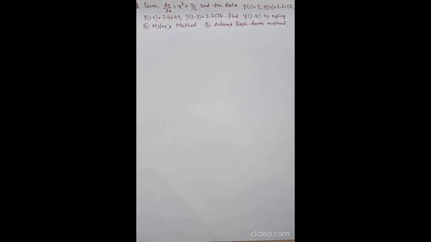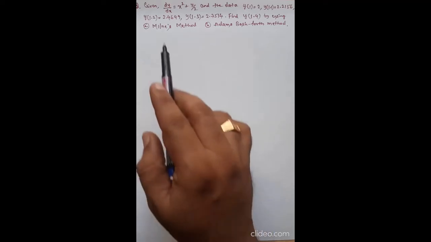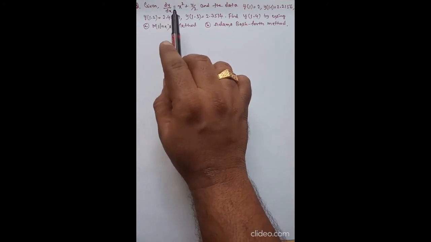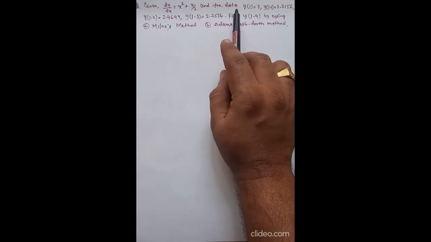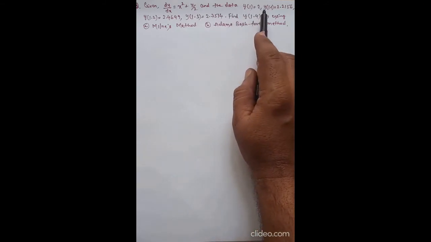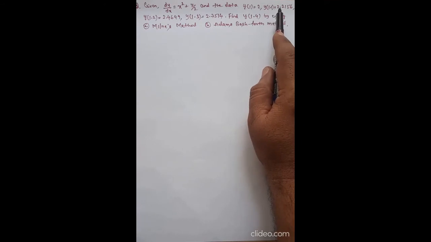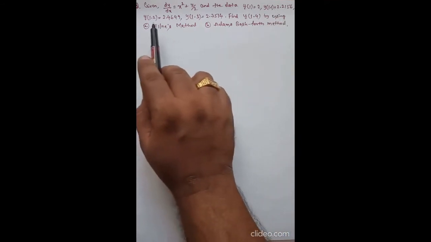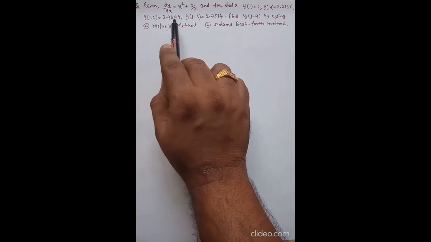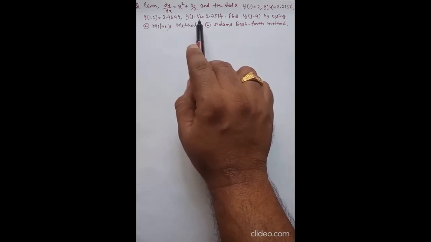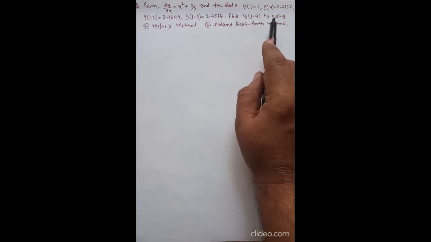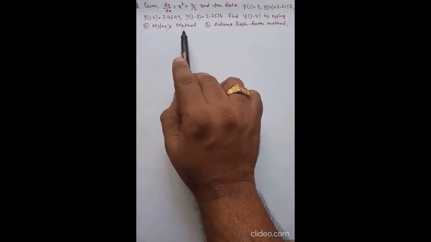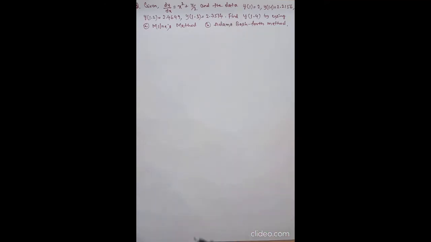Okay, so now we shall discuss the third problem. Given dy by dx is equal to x square plus y by 2 and the data y of 1 is equal to 2, y of 1.1 is 2.2156, y of 1.2 is 2.4649, y of 1.3 is 2.7514. Find y of 1.4 using A. Milne's method, B. Adams-Bashforth method.